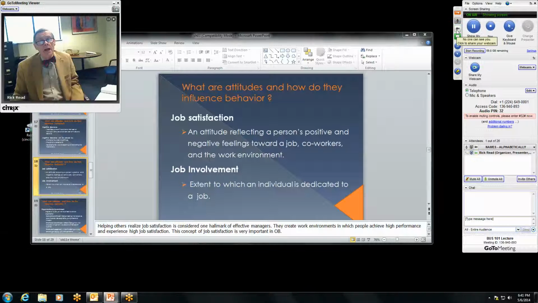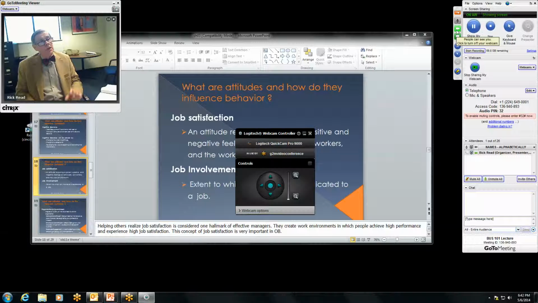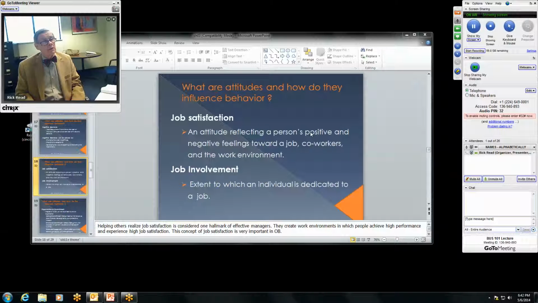Now, here we are to job satisfaction. This is an attitude that we have on the job, reflecting either positively or negatively. Now, I think if we say job satisfaction, we're going to take that negative out of the equation, but that's okay. It's here. We'll talk about it. Toward the job, toward his or her coworkers, and toward the work environment. And we'll get a little bit more into this job satisfaction thing when we talk about Herzberg's theory in Chapter 5, which is coming up next week.